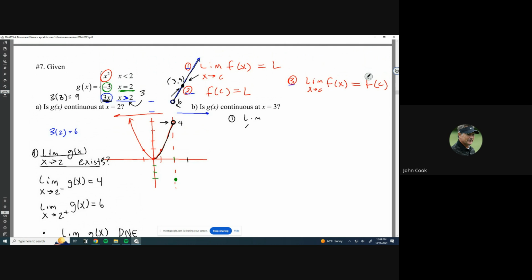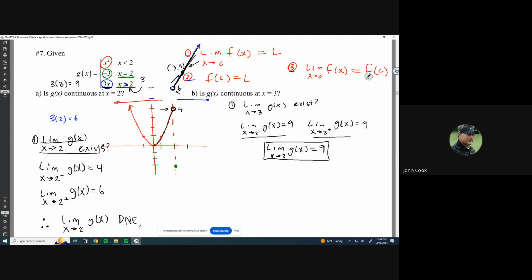Does the limit as x goes to 3 of g of x exist? Let's see if that's the case. If we take the limit as x goes to 3 on the left-hand side of g of x, that's definitely going to go to 9, right? Because from the left-hand side, it goes to that point 9. And the limit as x goes to 3 on the right-hand side also goes towards 9. Therefore, since the left-hand limit and the right-hand limit are the same, the limit as x goes to 3 from either side of g of x is equal to 9. So the limit does exist and it equals 9.